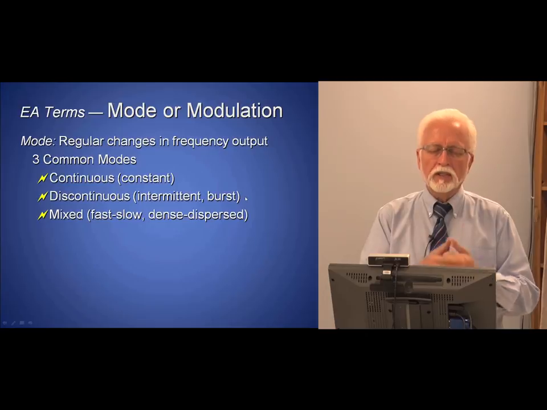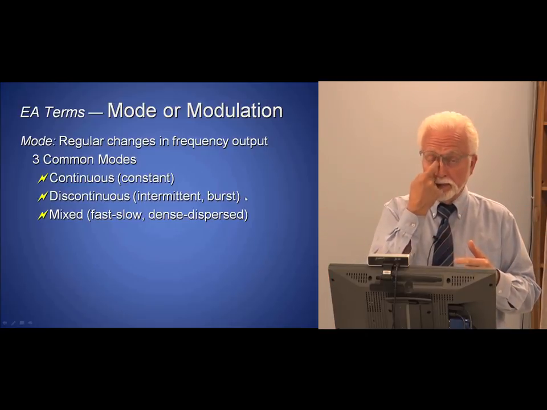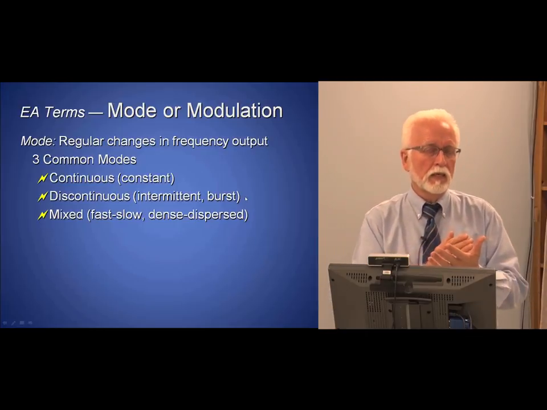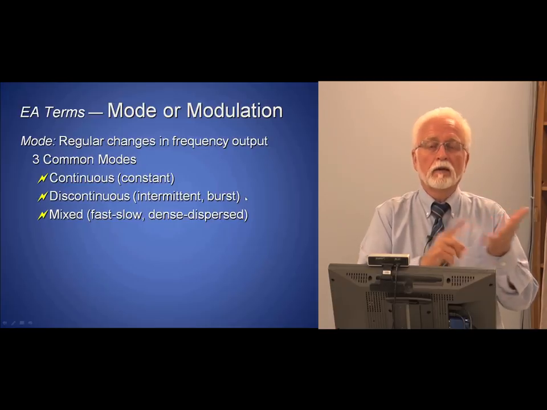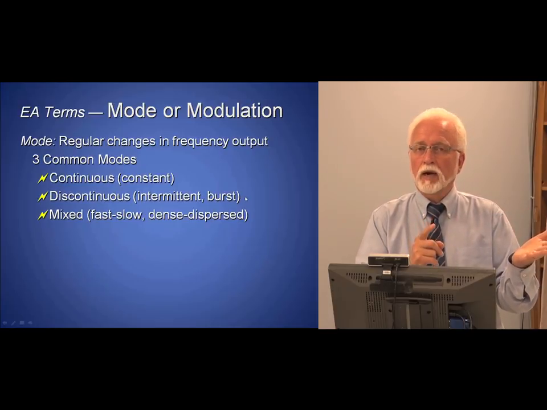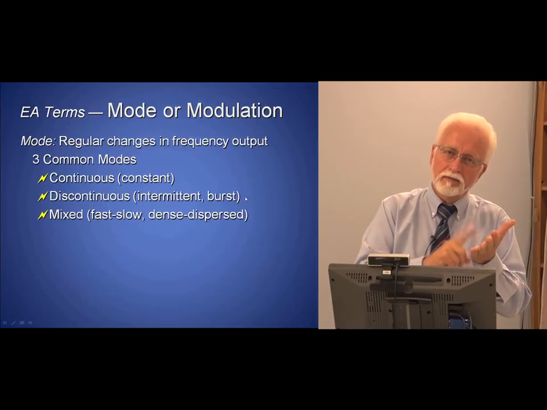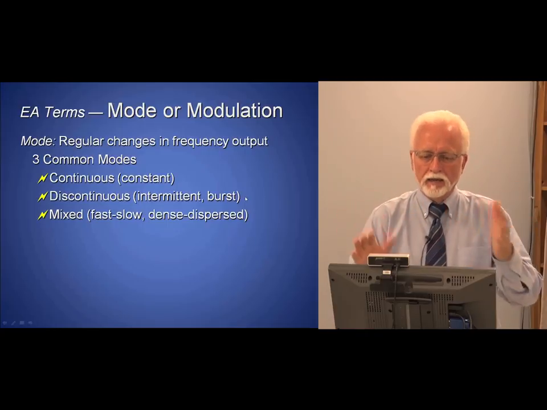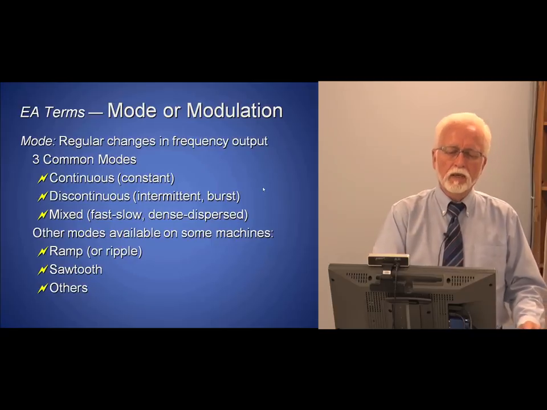And then mixed mode is kind of a mixture of fast and slow, or dense dispersed, they sometimes call it. So you can have a high frequency and a low frequency operating at the same time. So again, 6 seconds, and then it goes to a higher frequency. And then it slows back down, and it goes back to the high frequency. So it goes between the high and the low. And so you can have both, and you get the advantages of both.